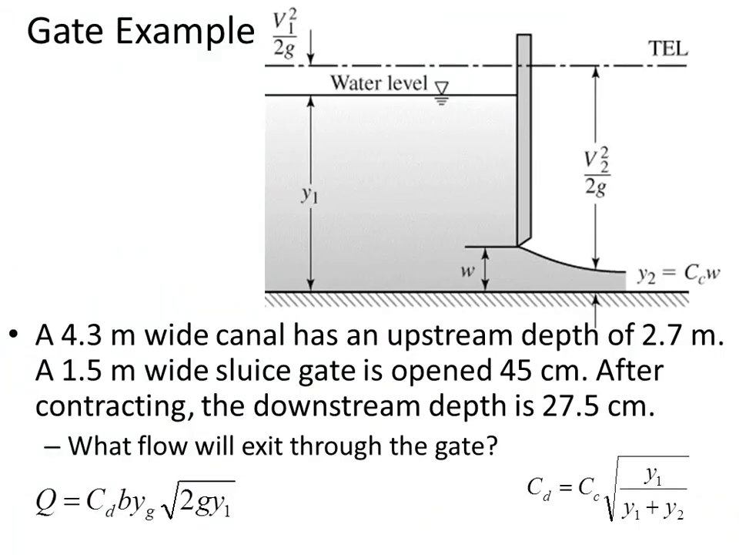All right, so in the example, we can find the coefficient of contraction. It's just the ratio of the downstream depth to the gate height. And so the coefficient of contraction is 0.611. And we use that in finding the coefficient of discharge along with the Y1 and Y2 depths. And so the coefficient of discharge is 0.5822. And that means that we're going to see approximately 58% of the flow that we would expect if there weren't any energy losses through the gate.